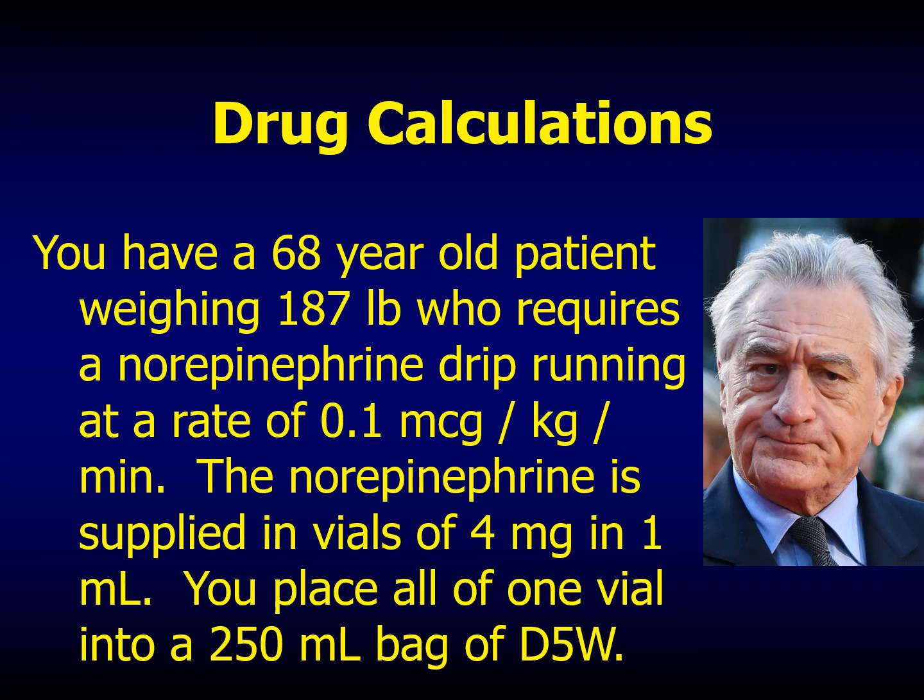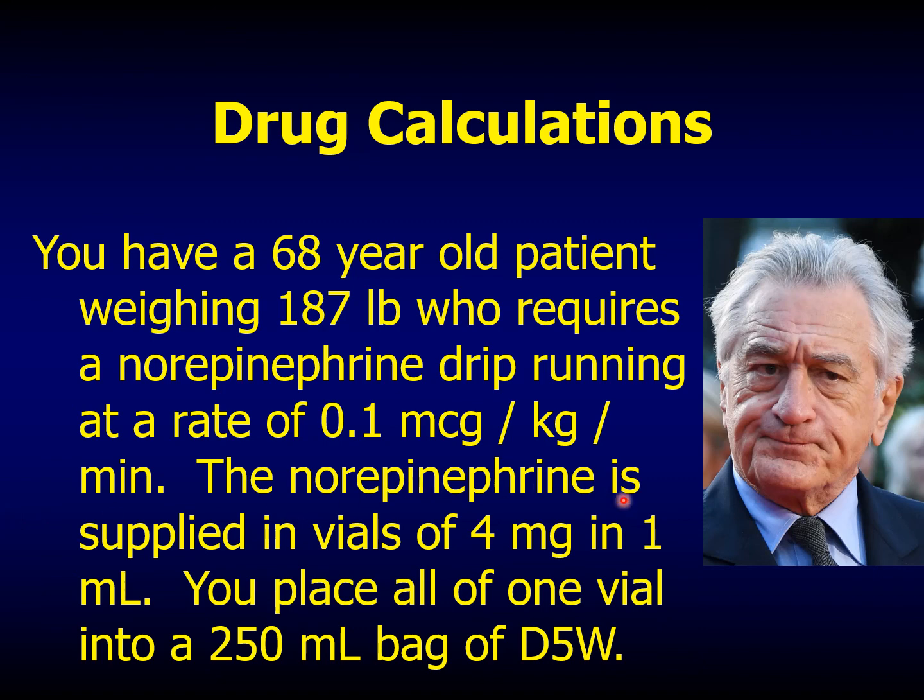Oh my gosh. So we have a 68-year-old patient. We don't care about that number. He weighs 187 pounds. We do care about that number, but we're going to have to do some calculations with it. And he needs a norepinephrine drip. So this is a continuous infusion, not going over 10 minutes. It's going forever as far as we're concerned, at a rate of 0.1 milligram per kilogram per minute. So we've got a few things to consider here.